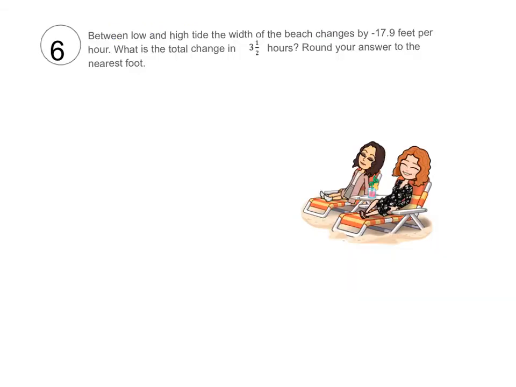All right, for this next one, between low and high tide, the width of the beach changes by negative 17.9 feet per hour. What is the total change after 3.5 hours? Round your answer to the nearest foot. So we know how much it changes in 1 hour, but we want to know over time how much it's changed after 3.5 hours. So we're going to multiply here. Negative 17 9/10 times 3.5.